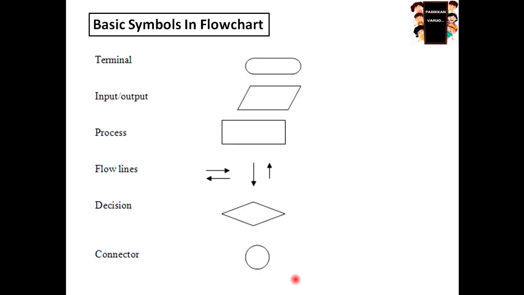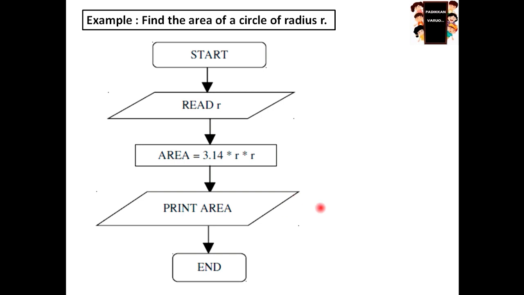So here you can see the symbols like the terminator symbol, which is used to indicate the starting of the program. Here you can see the input or output symbol, that is, we are reading a variable named r in order to calculate the area, and this is a process symbol. Here a calculation takes place inside this particular process, and after that we need the input or output symbol in order to display the calculated area, and after that we can see the end of the program. So from these pictorial representations we can easily understand the problem in a much simpler manner compared to an algorithm.